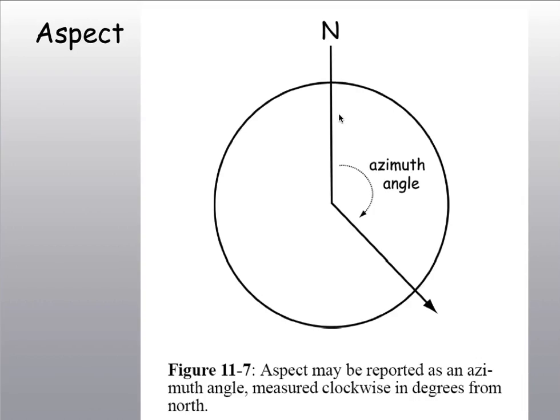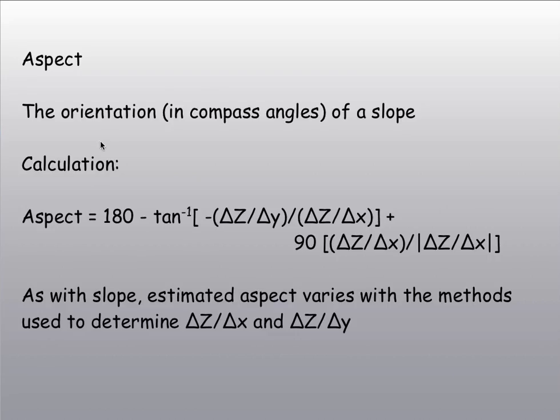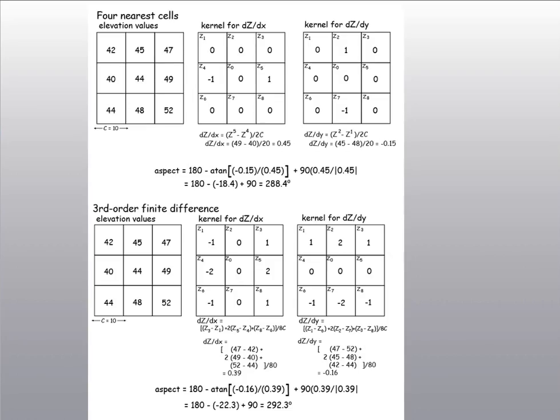Okay, aspect remembers this azimuth angle from the north. It's typically reported clockwise around from the north. We have a slightly different formula, but it still depends on these dz dy's and dz dx's. Now it's this odd thing, this 180 minus the inverse tangent of the ratio of the dz dy to the dz dx plus 90 over the absolute value to get a sign convention. And so the calculations are pretty straightforward. Same thing, if we use the two different methods, we get slightly different dz dx's and dz dy's, and so that gives us slightly different aspect calculations.